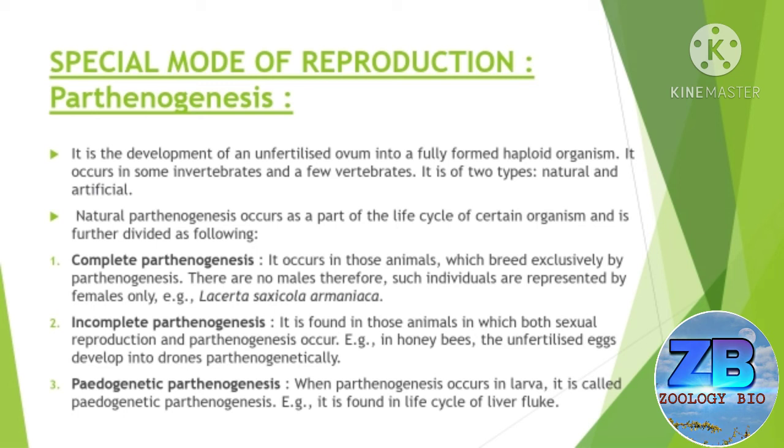The second one is incomplete parthenogenesis. It is found in those animals in which both sexual reproduction and parthenogenesis occur. Example, in honeybees, the unfertilized eggs develop into drones parthenogenetically. The third one is pedogenetic parthenogenesis. When parthenogenesis occurs in larvae, it is called pedogenetic parthenogenesis. Example, it is found in the life cycle of liver fluke.